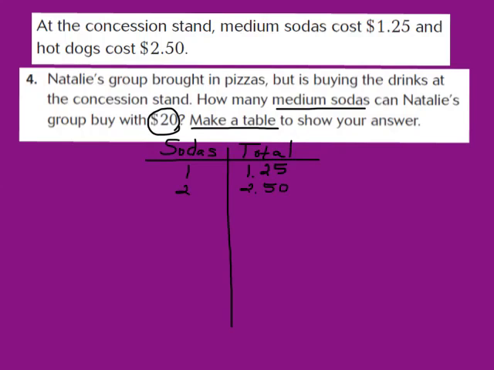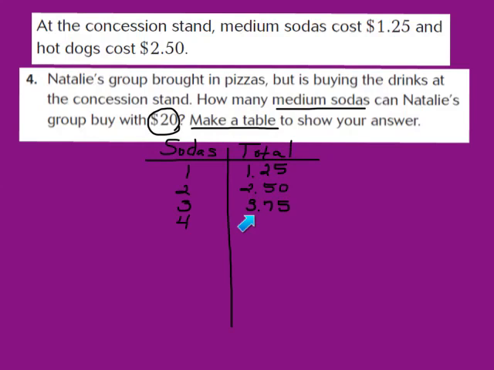Well, once again, we can't stop yet because we're trying to reach that $20. So I'm going to go ahead and add another soda to my table. So I'm going to make this now 3 sodas. Well, when I add $2.50 plus $1.25, it's going to take me to $3.75. Now, once again, I have to continue because I'm trying to reach $20. So I'm going to go ahead once again and add another soda to our table. So I'm going to make this 4 sodas.